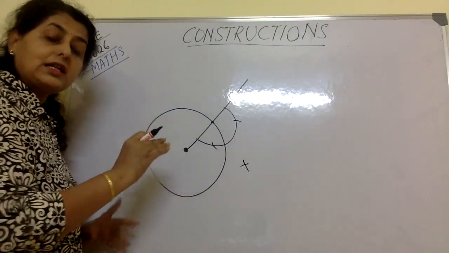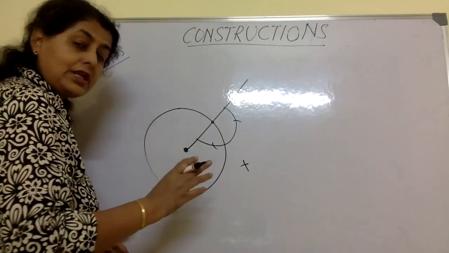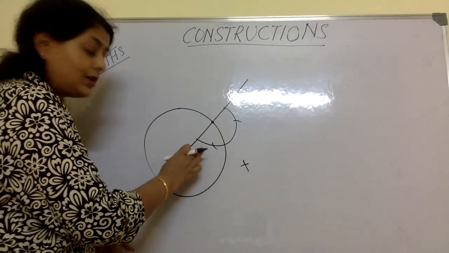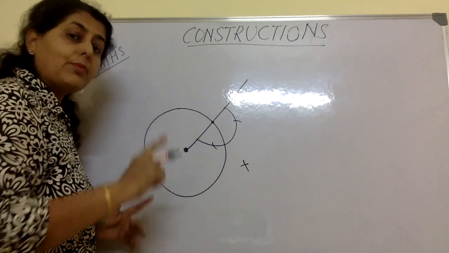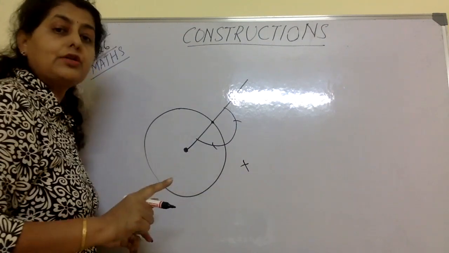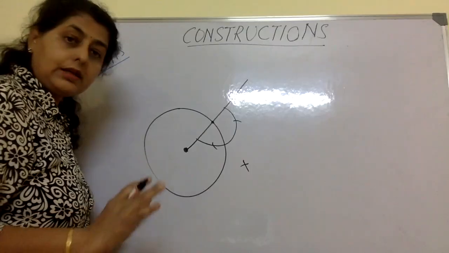Now don't try to take a protractor and do it. With protractor also you can do, but when you do it with compass, then only you get your full marks. With protractor they will deduct marks.